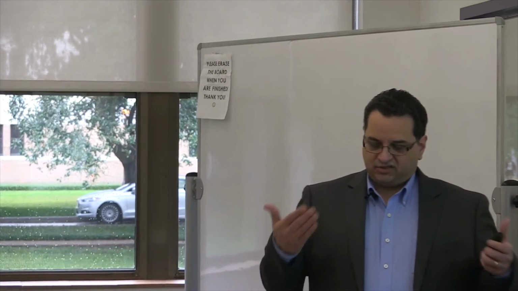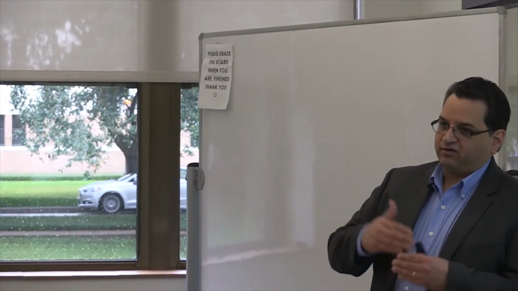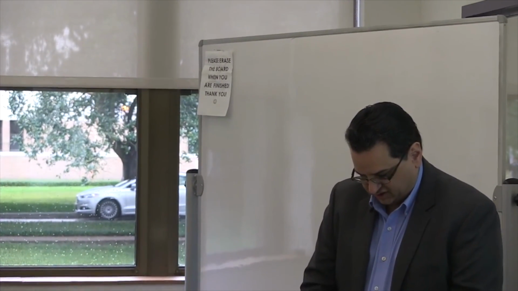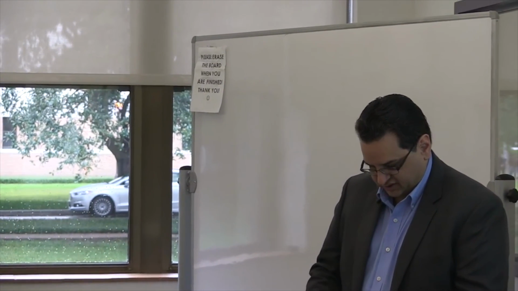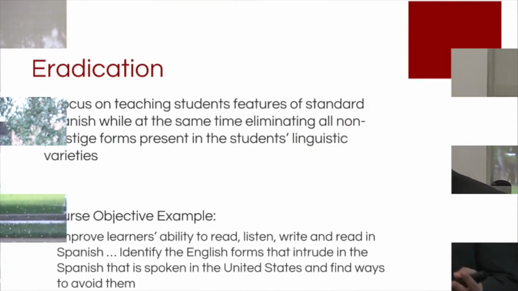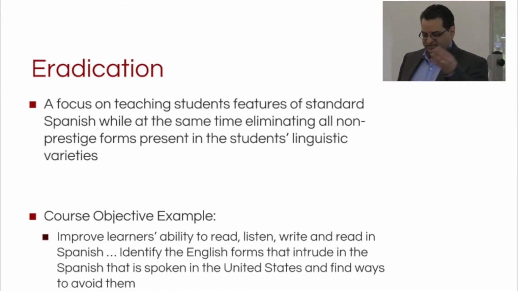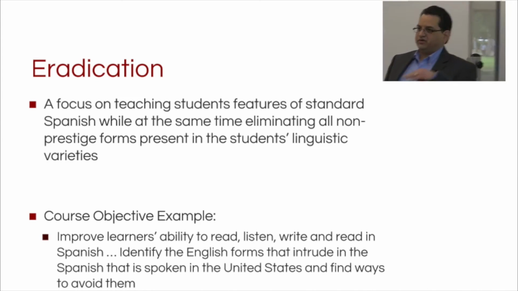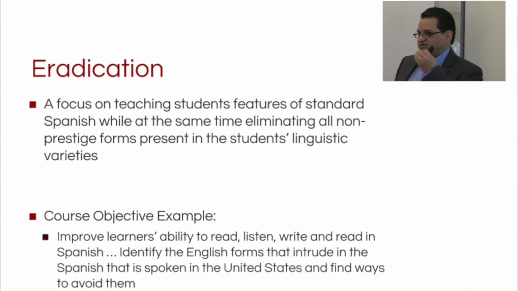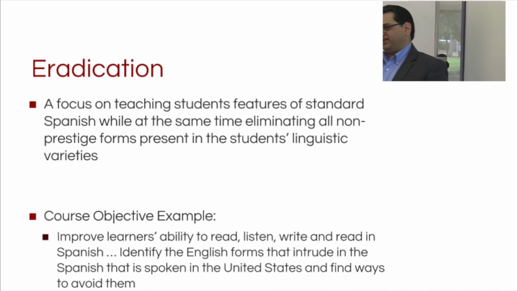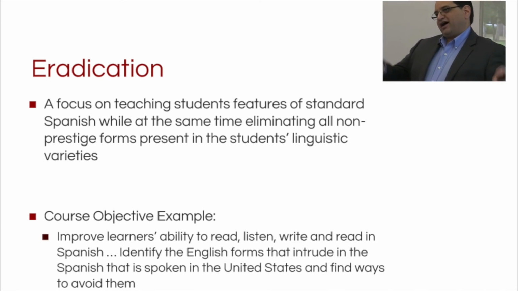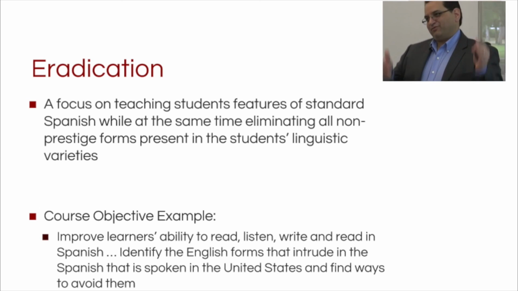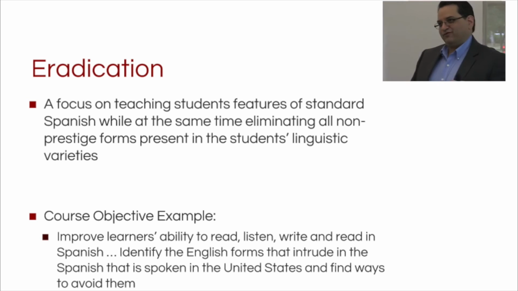This is, of course, the most traditional approach. It focuses on teaching students features of standard Spanish while at the same time eliminating or eradicating non-prestige forms present in the student linguistic varieties. The characteristic are the lists: se dice, no se dice, right? So in older Spanish for Heritage Learners textbooks, you'll find these lists at the end of each chapter. Se dice haya, no se dice haya. Se dice camioneta, no se dice troca, right? And so forth, okay?